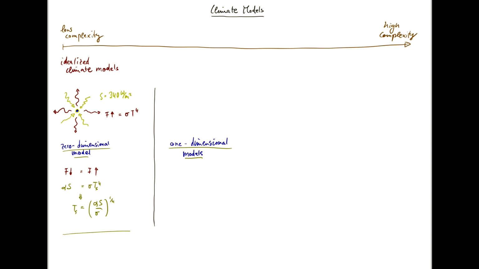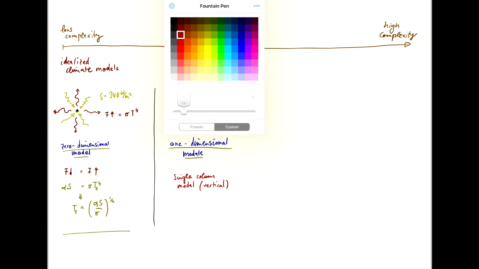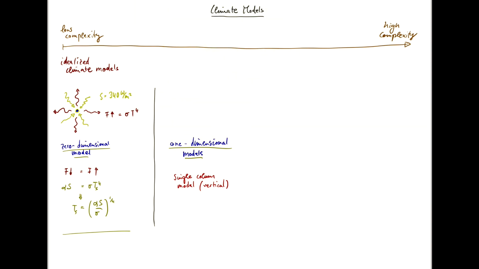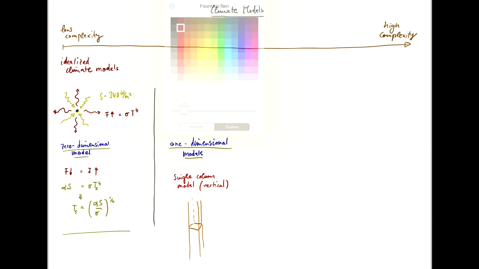So the next level is a one-dimensional model, and there are two types that I'm going to highlight here. The first one is a single column model, and that is vertical. In a single column model, you just consider one column of your climate system. Let's say it is a spot over the ocean, and sometimes a single column of your climate system is fairly representative of a whole wide region of an ocean. So you might only be interested in how the different atmospheric layers are connected.